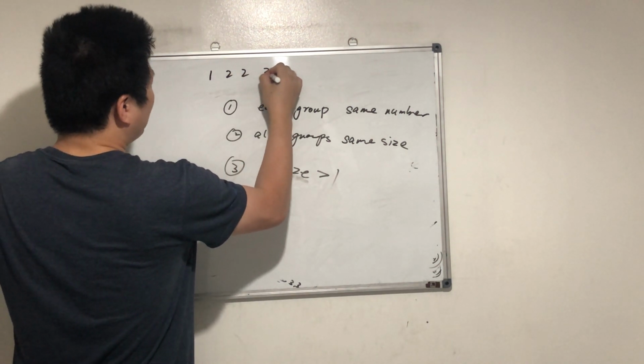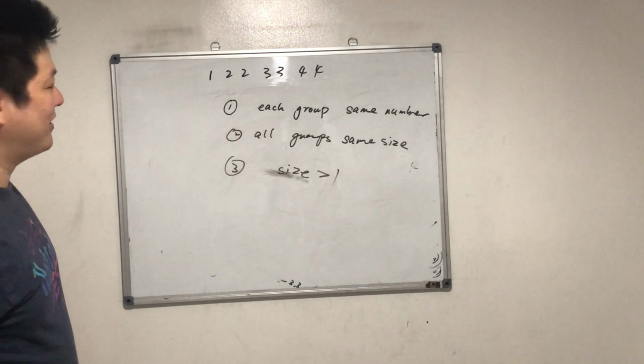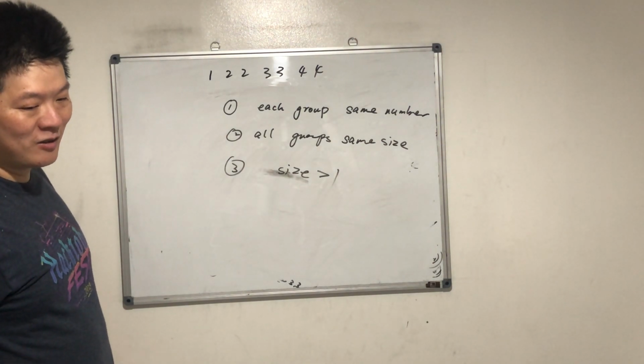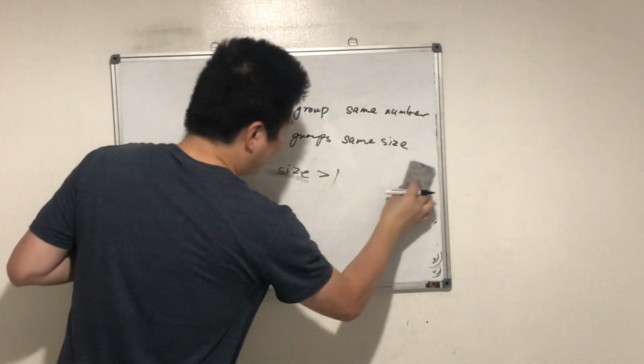And how about 1, 2, 2, 3, 3, 4, 4? No. Why is that? Because there's only one 1. Okay, so what's your idea of doing that?